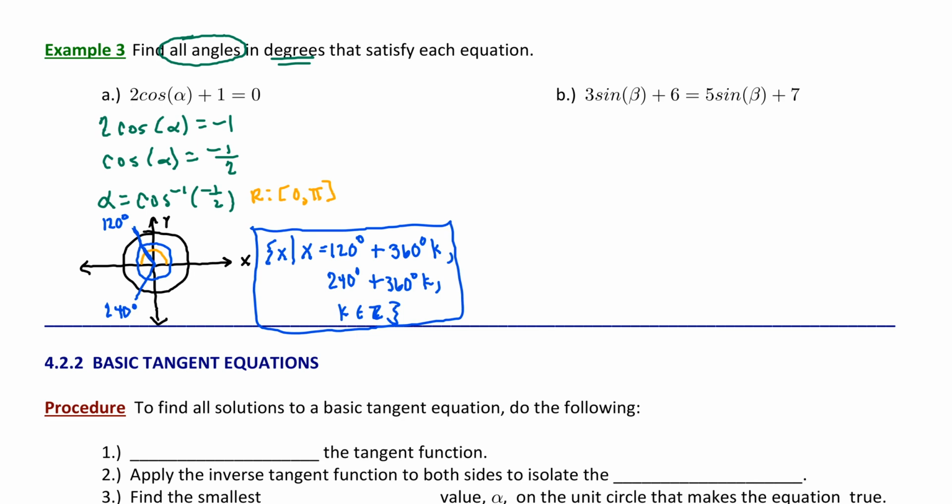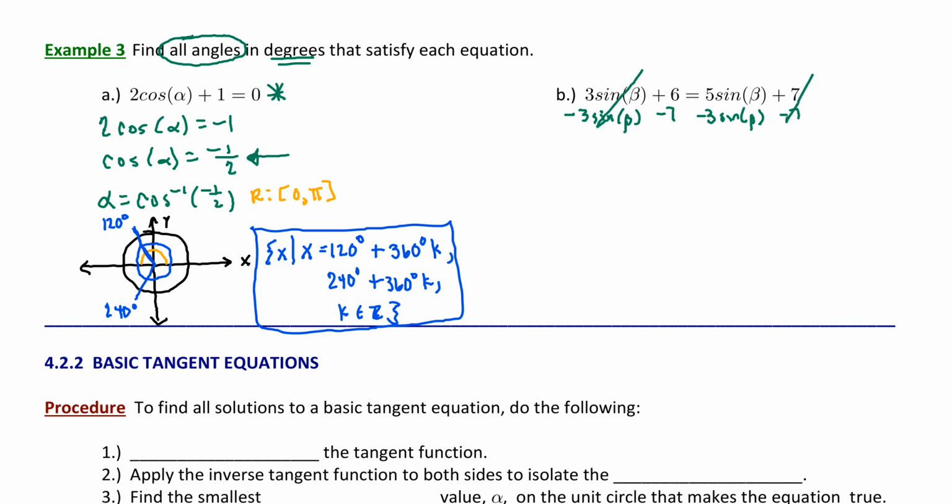This one was simply different because we had a few more algebraic steps at the beginning, but then notice we whittled it down to a basic cosine equation. Let's try example B. Now on example B, we're going to need to isolate the sine function. So I'm going to subtract 3 sine of beta from both sides so that we can group all of our sine terms together. In addition, I'm going to move this constant negative 7 over to the other side.